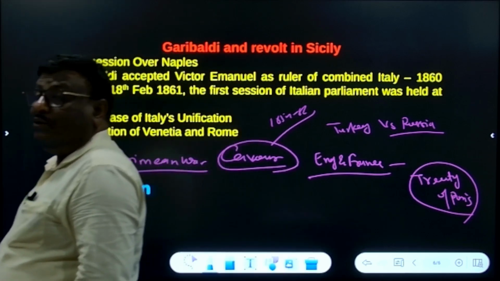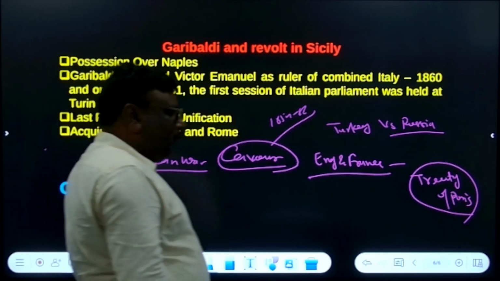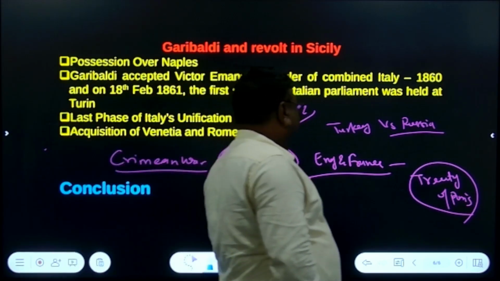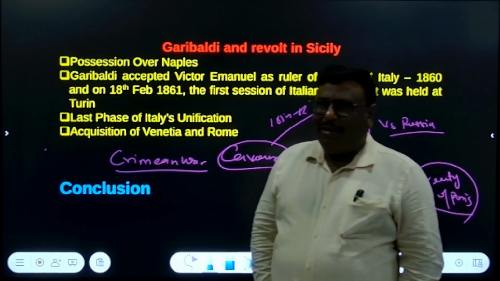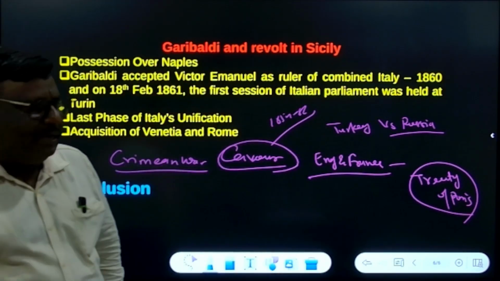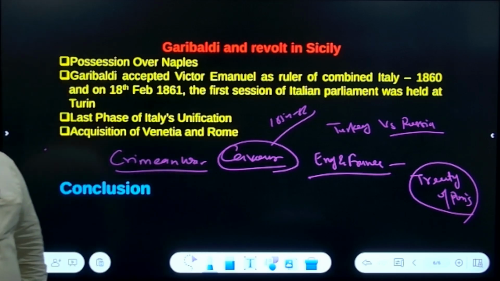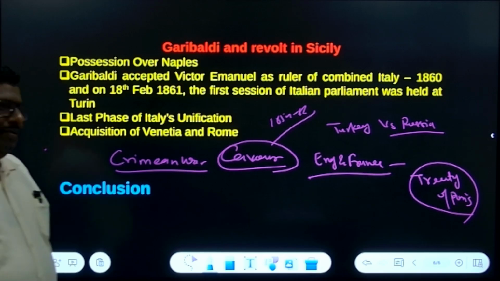Here it is interesting to note that Cavour played a gamble. Cavour didn't know what would be the results of the Crimean War, but Cavour knew that if anyhow he could get the support of France and England against Austria, he could defeat Austria in the war.